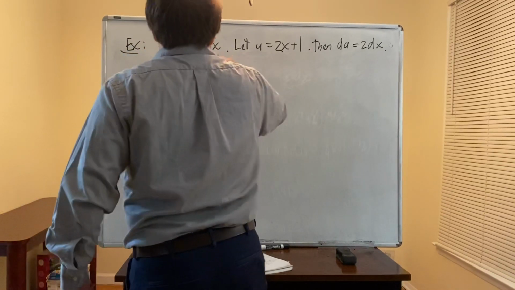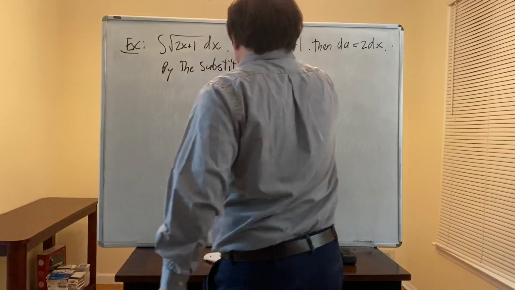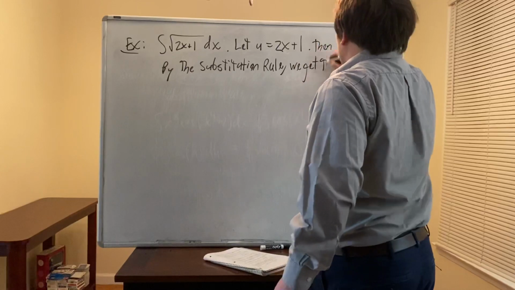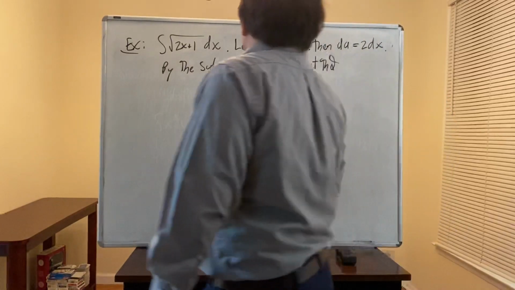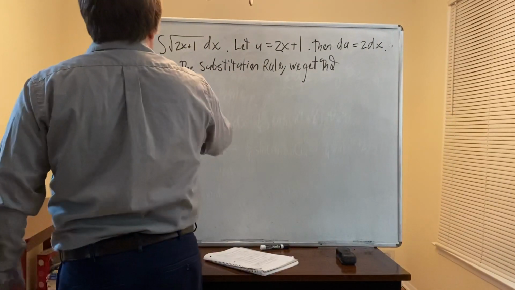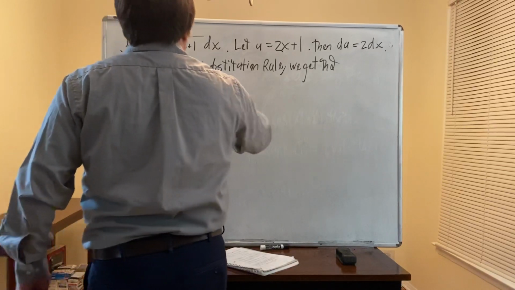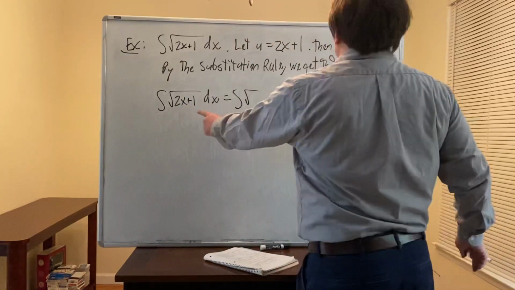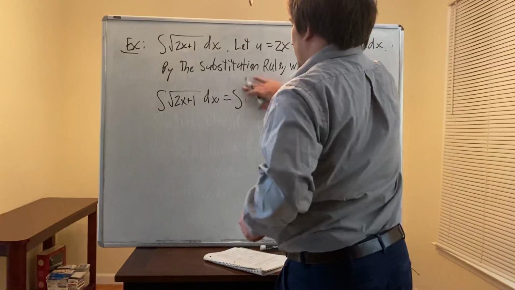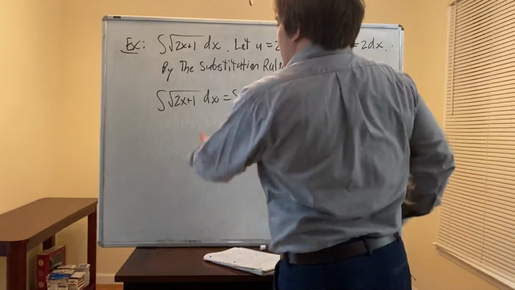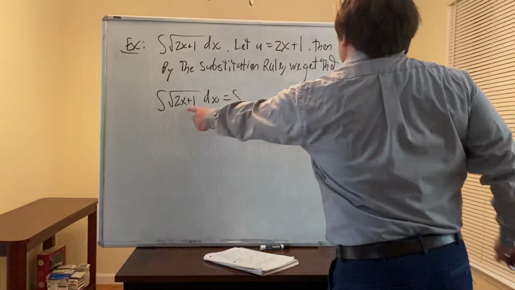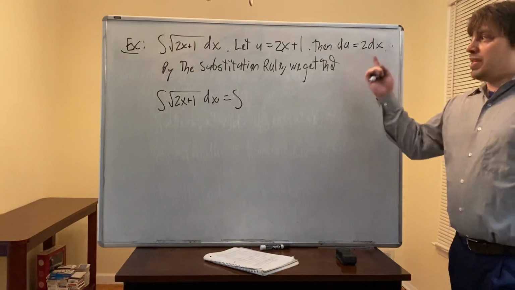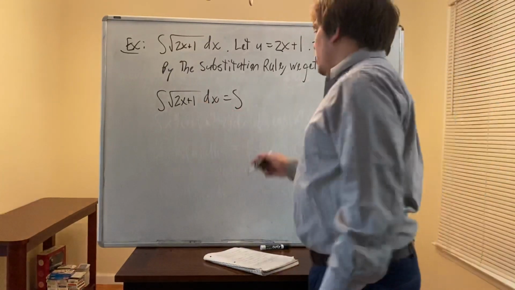By the substitution rule, we get that the integral of the square root of 2x plus 1 dx is equal to the integral of the square root of... well, I was almost going to substitute here. So we have, that would be the square root of u, but dx needs a 2, right? And so then I ask myself the question, what am I missing? I'm missing a 2 here. So let me fix that.